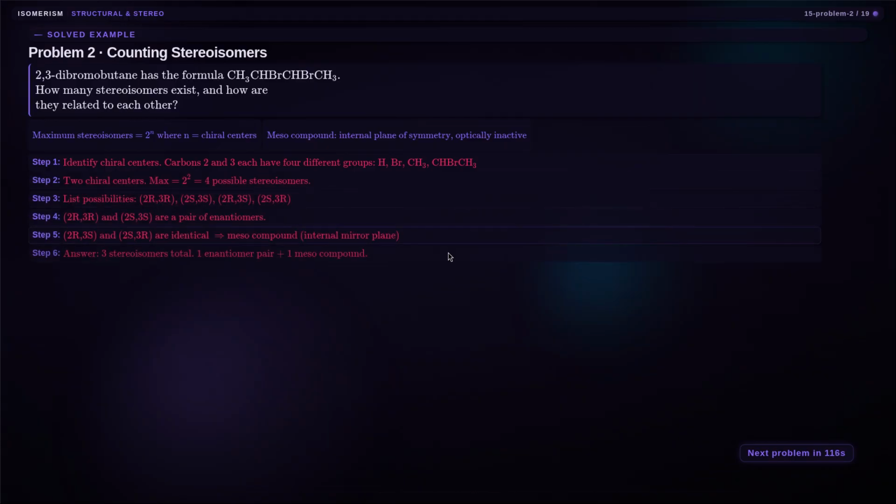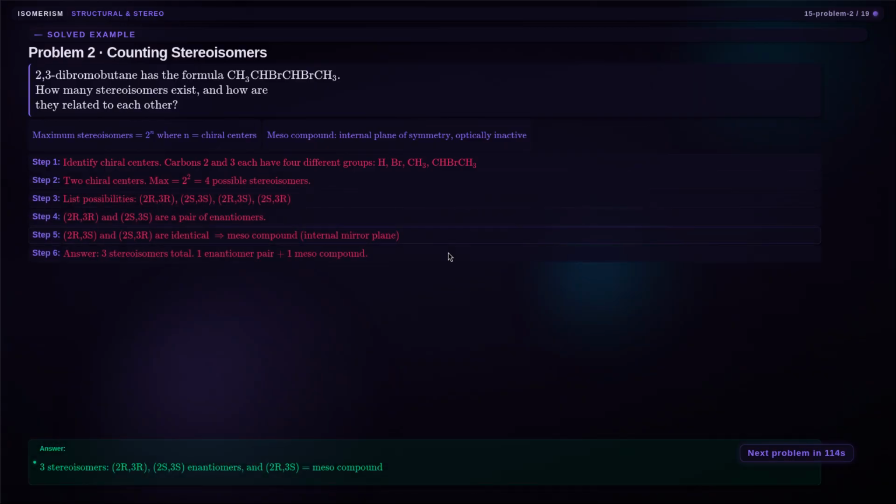Problem 2. Counting stereoisomers. 2,3-Dibromobutane has the formula CH3CHBrCHBrCH3. How many stereoisomers exist, and how are they related to each other? Step 1. Identify chiral centers. Carbons 2 and 3 each have 4 different groups, H, Br, CH3, and CHBrCH3. Step 2. 2 chiral centers. Maximum is 2 squared equals 4 possible stereoisomers.